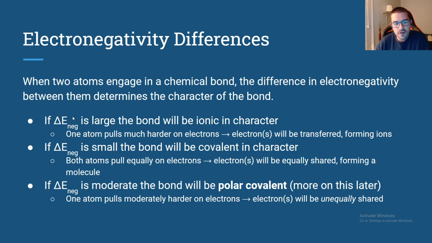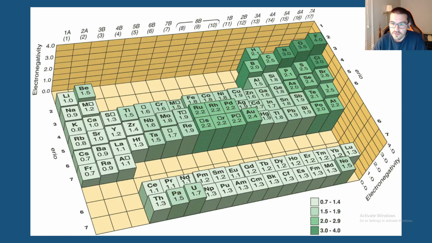If the difference in electronegativity between two atoms is large, let's take sodium and chlorine, for example. Chlorine has an electronegativity of 3.0, sodium has an electronegativity of 0.9. That's a pretty big difference, right? Especially when you look at the ranges here. This one's way down here, this one's way up here. That difference is what, like 2.1? Pretty big difference in the grand scheme of things.